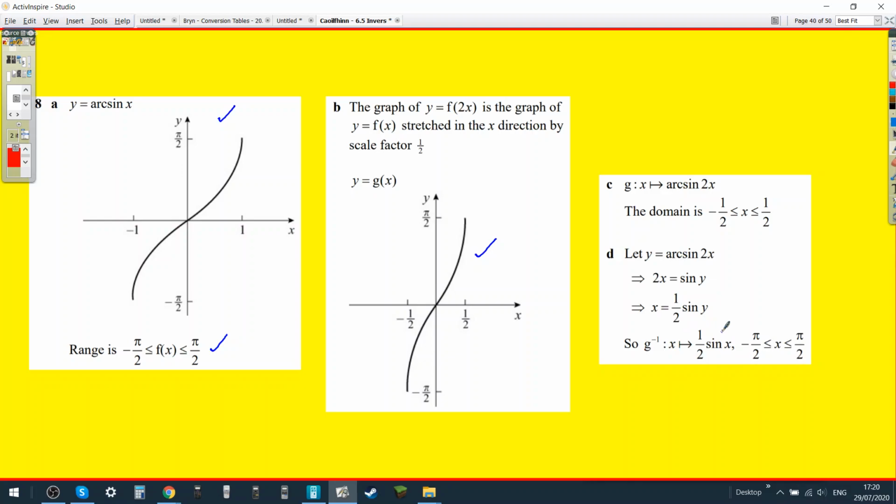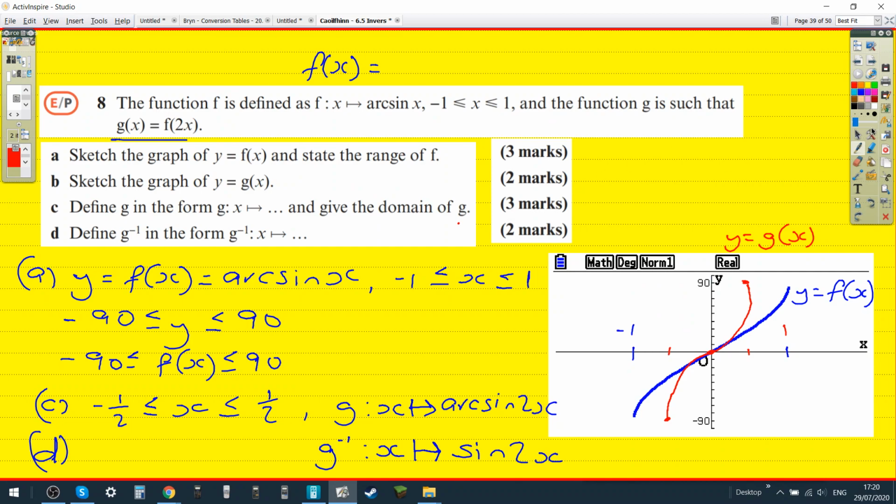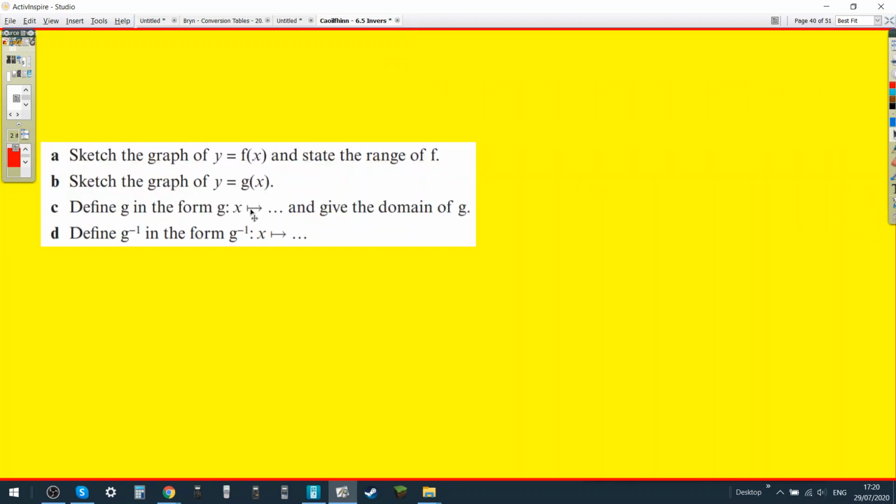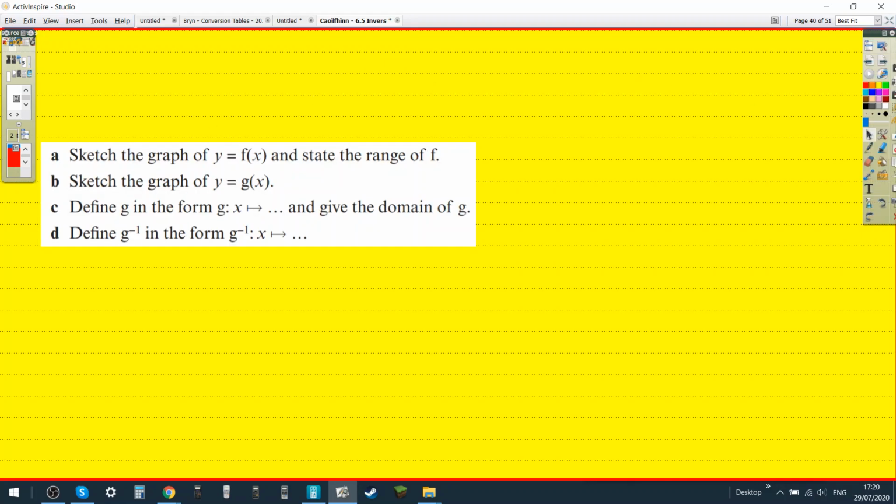Sine, 1/2 sine x. Oh, yes. This malarkey, 2 marks. Okay, hold on. Better get back in time. We're going back in time to GCSE: inverse functions at GCSE.